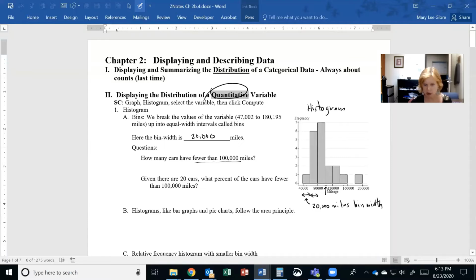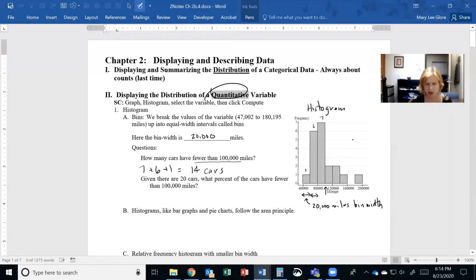So how many cars are to the left? So I've got one car that's between 40 and 60. I've got 6 cars that's between 60 and 80. And I have 7 cars between 80 and 100. So all of those are less than 100. So I've got 7 plus 6 plus 1. That is going to be 14. 7 plus 6 plus 1 equals 14 cars have fewer than 100,000 miles.